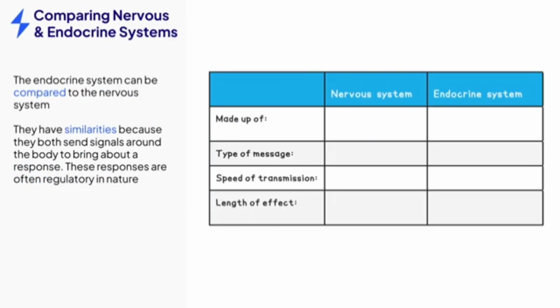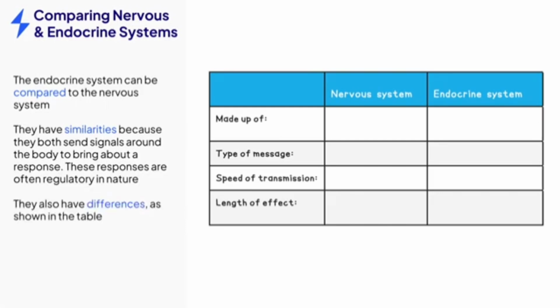A common question that can be asked in an exam is to compare the nervous and endocrine systems. They both have the similarities of sending signals around the body to help to regulate the conditions inside the body as part of homeostasis. They both trigger responses in the body from their signals.